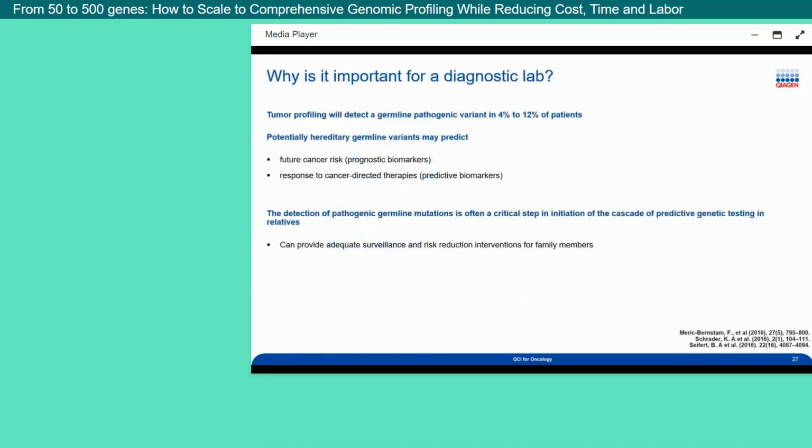So why is this important for a diagnostic lab? Every fifth patient will be diagnosed with a potential germline pathogenic variant. The potential hereditary germline variant may predict future cancer risk, and it may be predicting response to cancer-directed therapies. Also, the detection of pathogenic germline variants is often a critical step in the initiation of a cascade of other genetic testing, potentially also of relatives, and evaluating the risk of other affected family members.